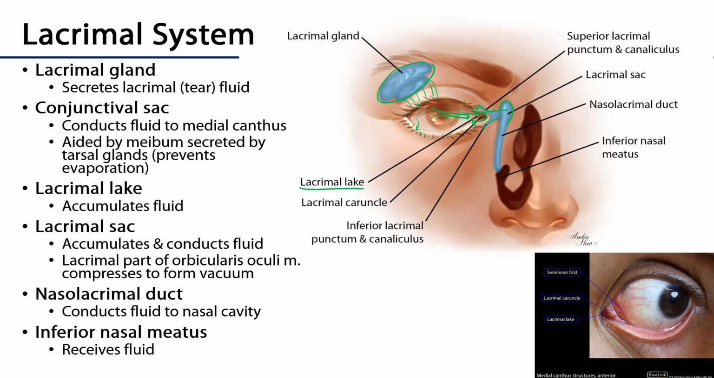This is considered a dilation of the proximal part of the nasolacrimal duct, which is a pathway down into the inferior nasal meatus. That's the space underneath this inferior nasal concha here. So your tears move from the lacrimal gland across the conjunctival sac into the lacrimal lake, into the lacrimal sac, through the nasolacrimal duct, and into the inferior nasal meatus of the nasal cavity.